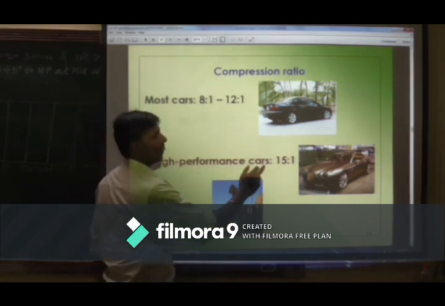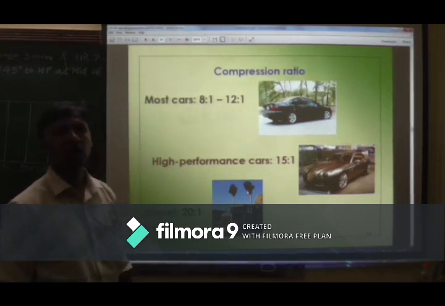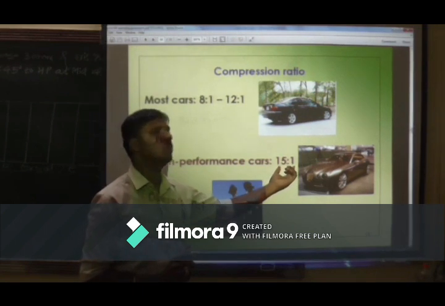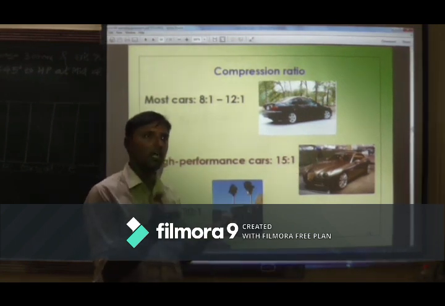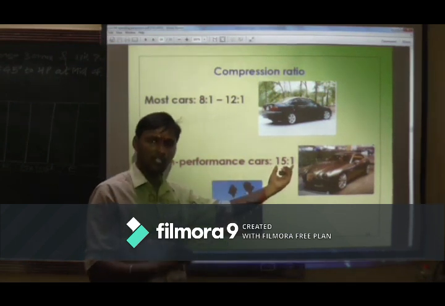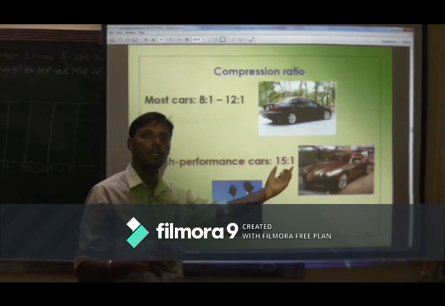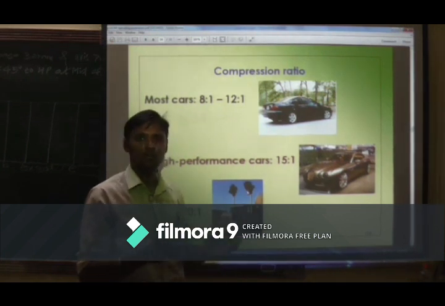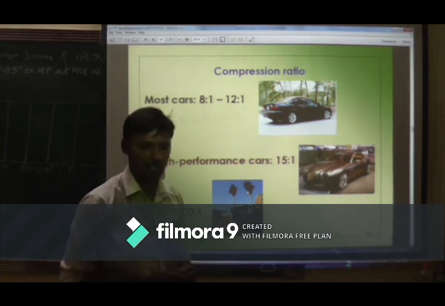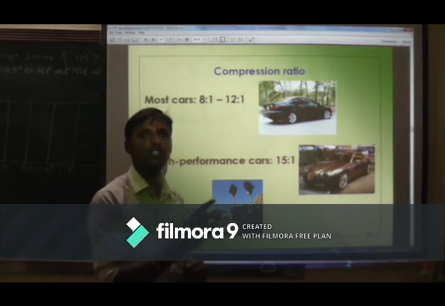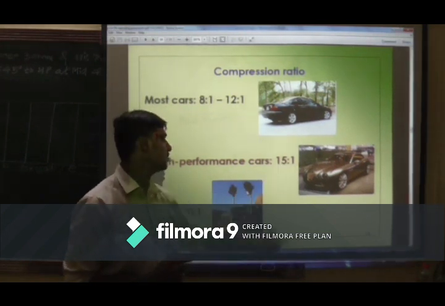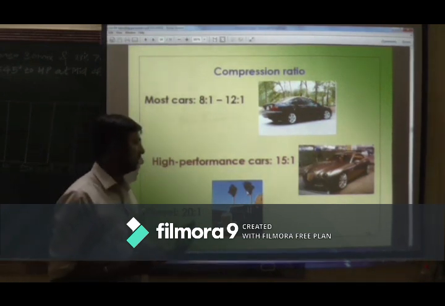For high performance cars, we always keep compression ratio 15:1. After compression, pressure will increase, and after heat addition again pressure will increase. If compression ratio is high, compression pressure will be high. If compression pressure is high, the power we are getting will also be high. Power is a function of pressure only. We know that W is equal to P delta V. So work done or power is a function of pressure only. How can we increase our pressure? By increasing compression ratio. For diesel, it is 20:1.